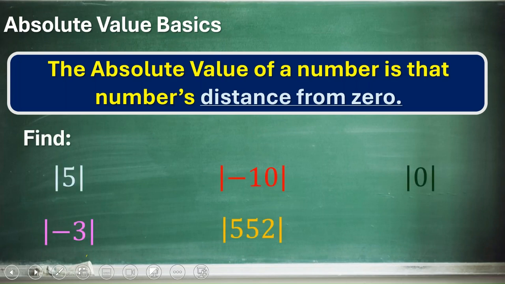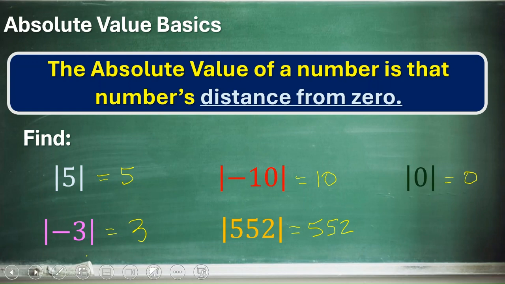Let's go ahead and practice finding a few distances from zero, aka taking the absolute value. The absolute value of 5 is asking how far 5 is from zero, and that is 5 units. The absolute value of -10 is 10 units. The absolute value of zero is 0 units. The absolute value of -3 is 3 units from zero, and the absolute value of 552 tells us that we're exactly 552 units from zero.